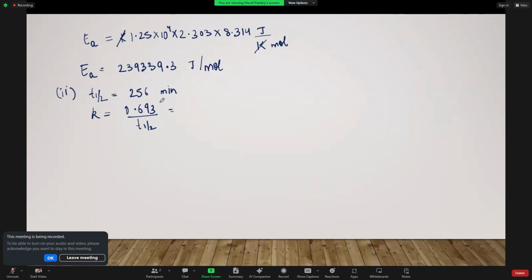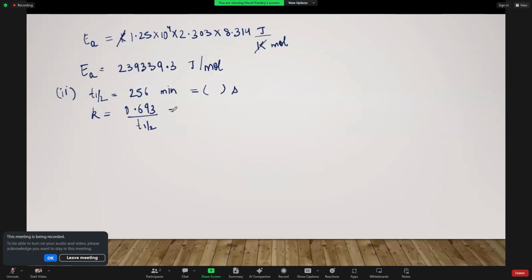Minutes will not work. In the Arrhenius equation, you have to take all the units to be uniform, the system of units should be uniform. Because activation energy is in terms of joule per mole, the half-life will have to be converted into seconds. Multiply the minutes by 60 and you'll get the value in seconds.